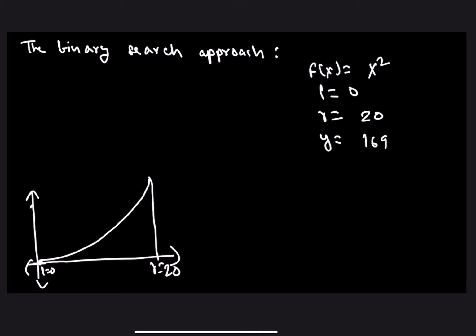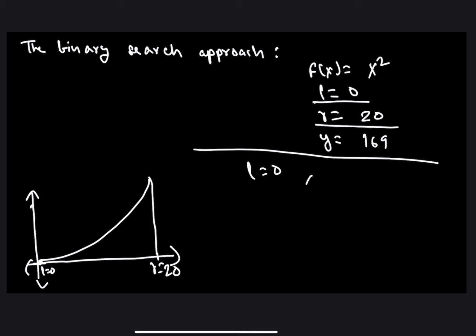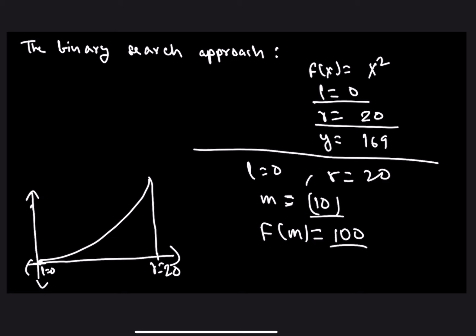Just like in any other binary search problem, we will first define our search space, and I will initialize my search space with the values L and R. So let's call this L equals 0 and R equals 20 as our search space. Then at each iteration, I compute the value of mid. Let's say it's the first iteration, and the value of mid is 10. Then I calculate the value of f of m, and in this case it will be equal to 100. Now I compare this value of f of m, and I find that it is less than y.